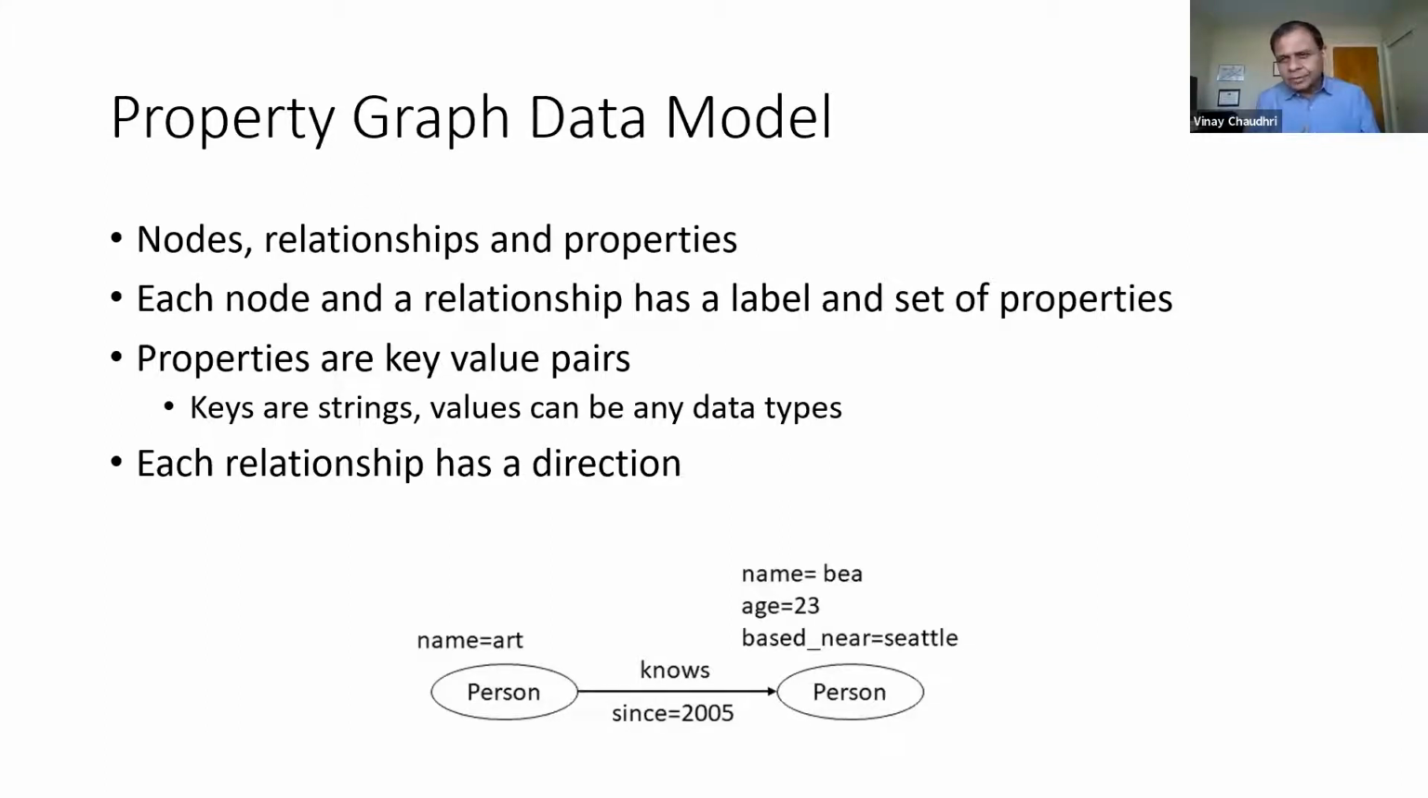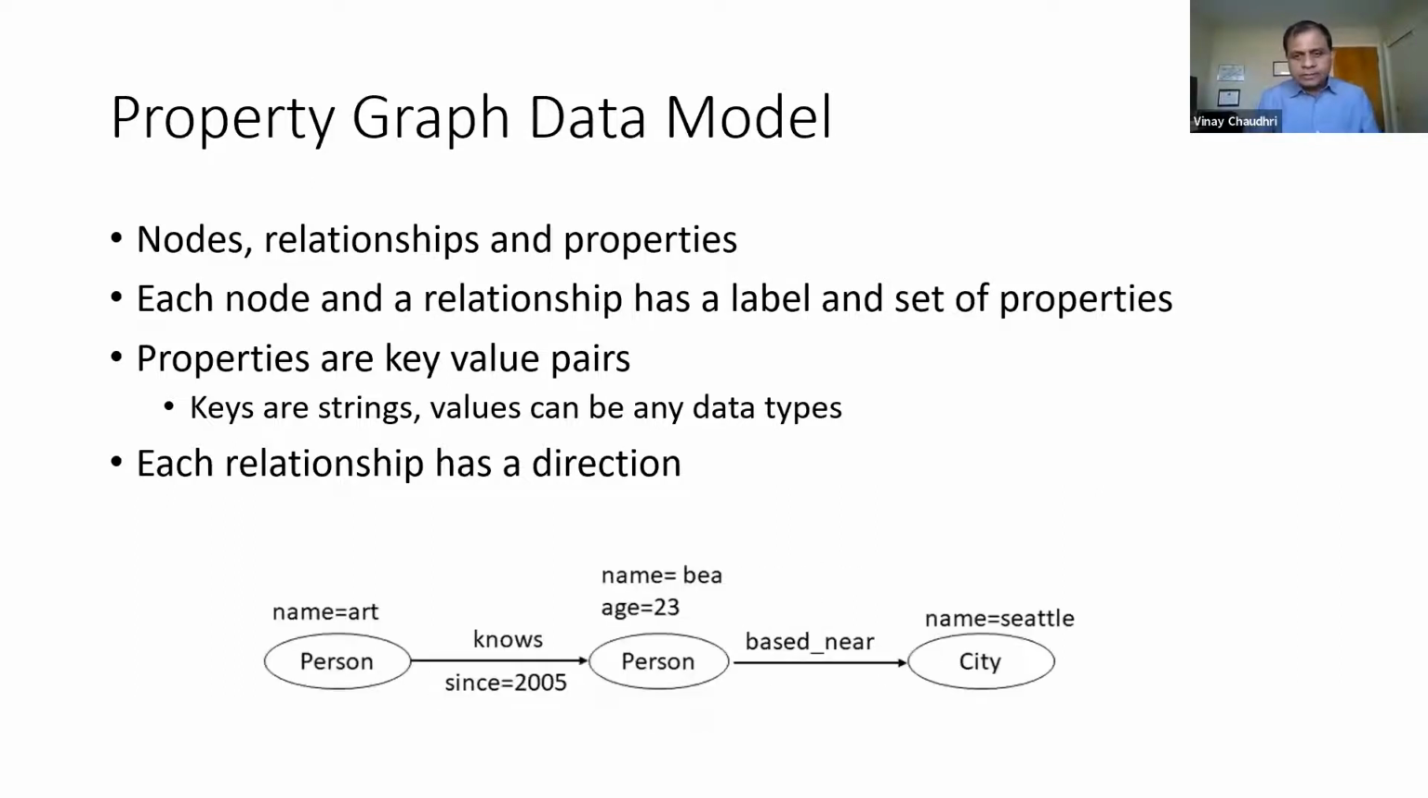Now, at this point, one question you may ask is, why is based near a property? Why are we not modeling cities as nodes in themselves, and why are we not connecting them using edges? That would be a valid question, and I could answer that by saying that would be a valid representation too, right? You could represent city as a node, and then you could have a node property name equal to Seattle, and then you can have a new edge called based near.